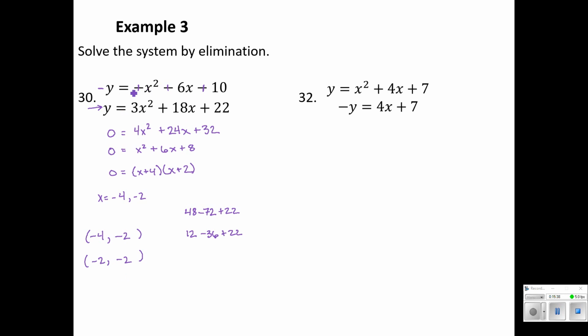We could just type in this equation as y1, the second equation as y2. We have to use the originals, but we could check our work and make sure that those points are the intersection points.